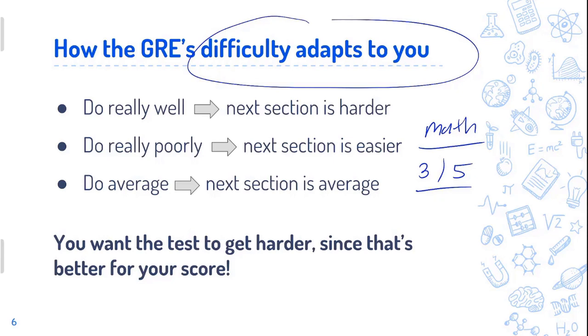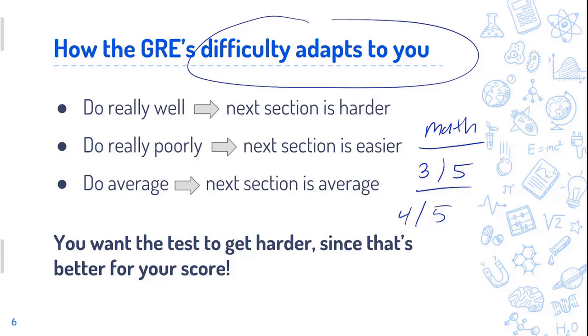And then scenario 3, let's say you get 15 or more correct in the first math section out of 20. The second math section will probably be harder, and it'll probably be more like an average of 4 out of 5 difficulty. This is good for your score. You might get fewer questions right in the second section, but since you performed so well in the first section, you're automatically at a higher level.